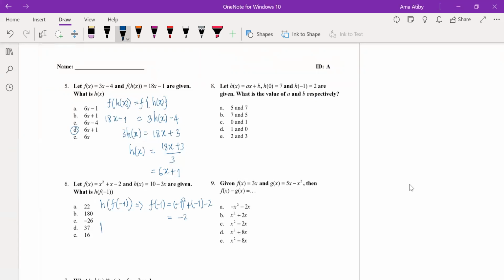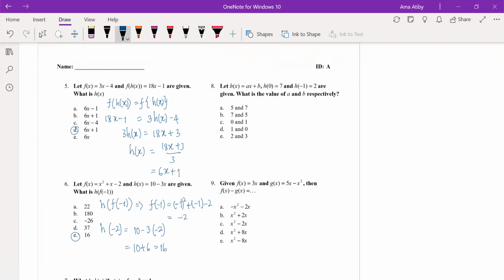Then we find h of negative 2. It equals 10 minus 3 times minus 2. So it equals 10 plus 6, and therefore it equals 16. Okay, next, question number 8, which gives us h(x) equals ax plus b.